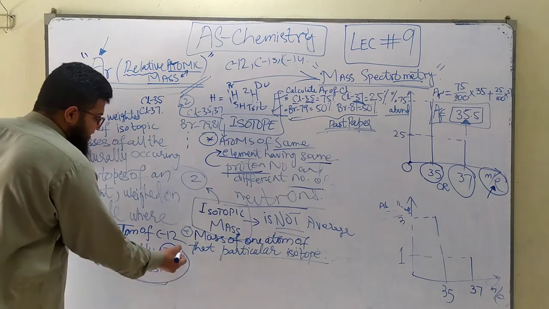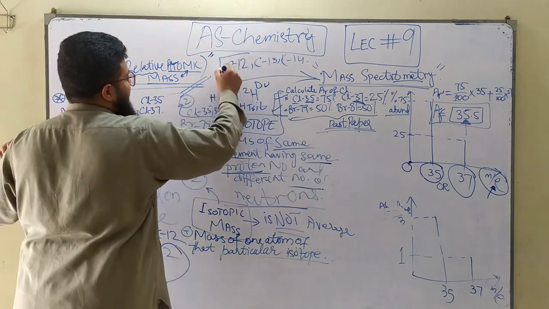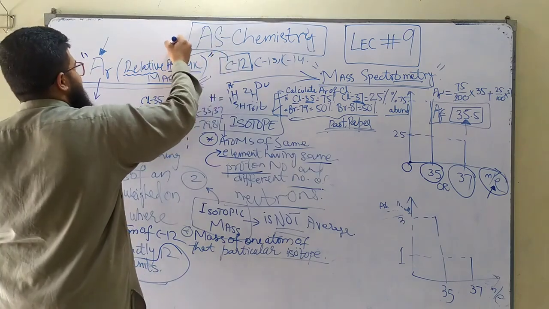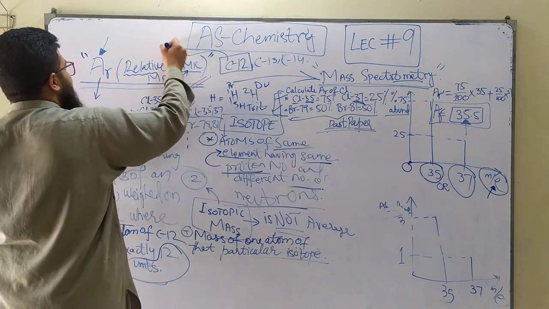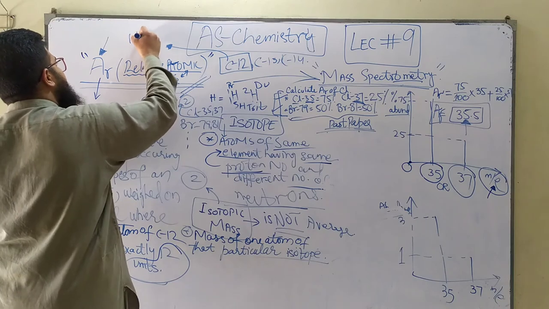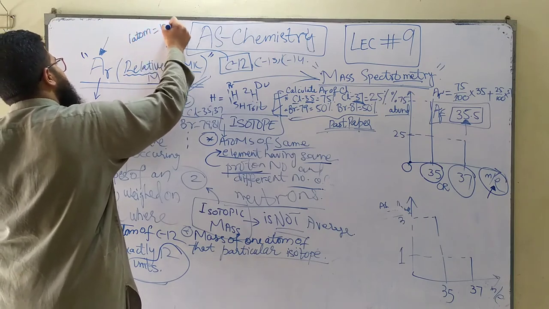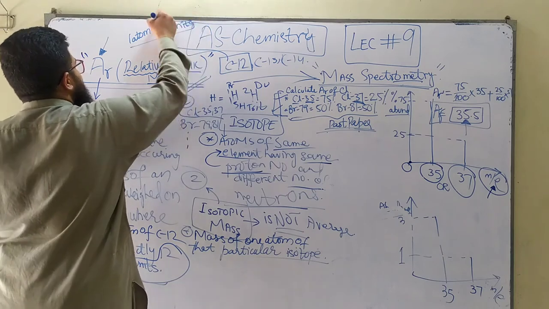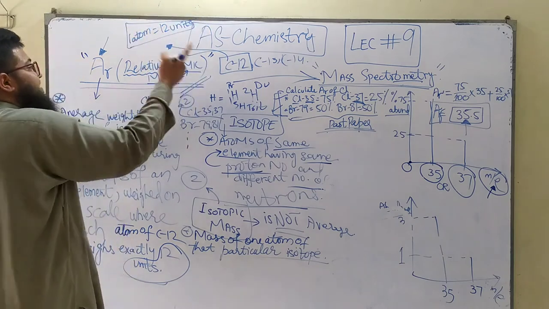This carbon 12 is the standard of chemistry, okay? Standard for calculating relative atomic mass. So this has been standardized over here, that one atom of carbon 12 will equal how many units? It will equal 12 atomic mass units. Okay, 12 units. So that's why this is the standard.